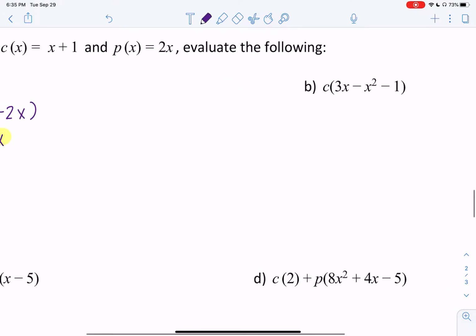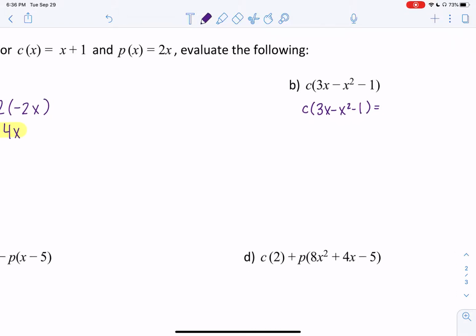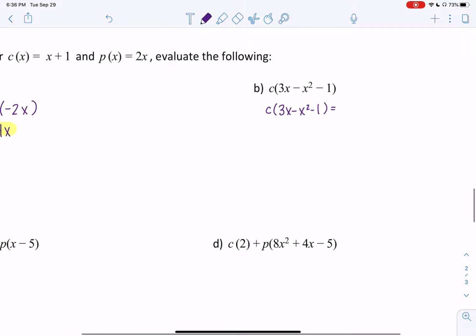So I just want to make sure we can also see c at the top. So we're looking for c at 3x minus x squared minus 1. So we're going to take our c equation, but instead of writing an x, we're going to write out this whole long-winded thing. So we will have, instead of writing x, 3x minus x squared minus 1, and then we have the plus 1 at the end from my original c equation.